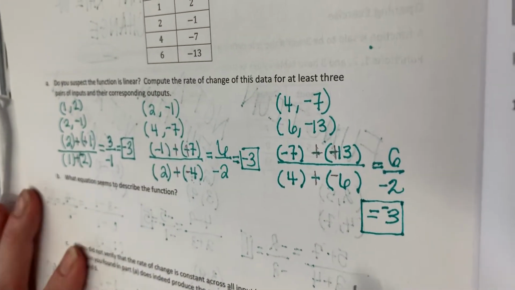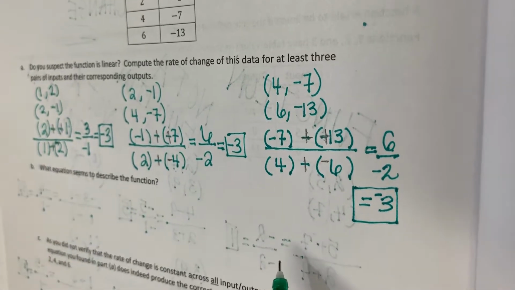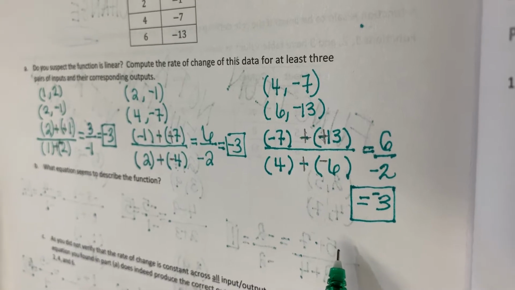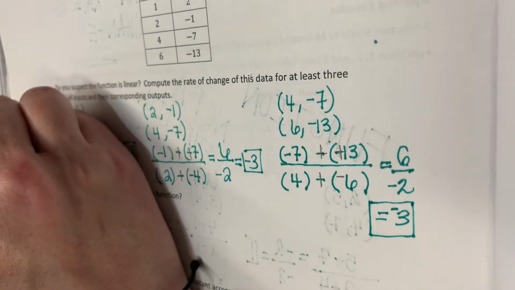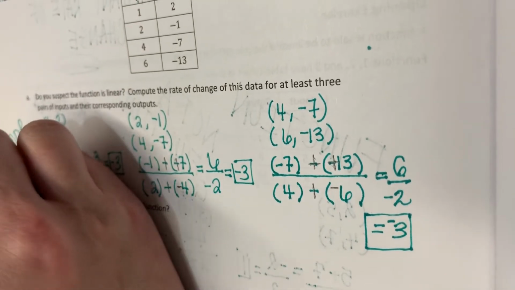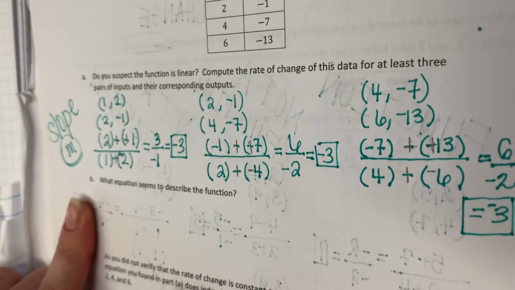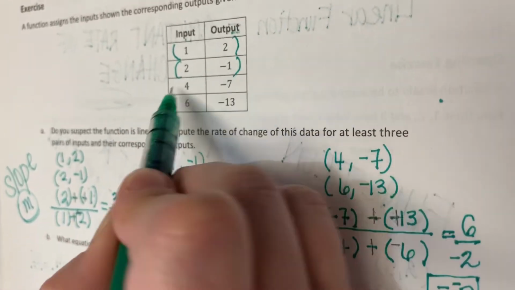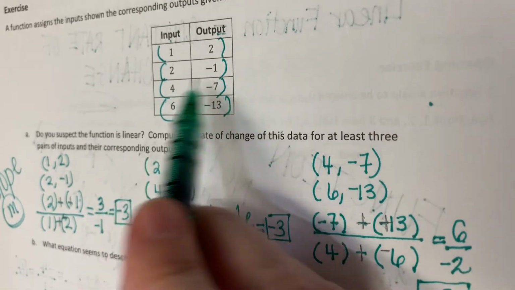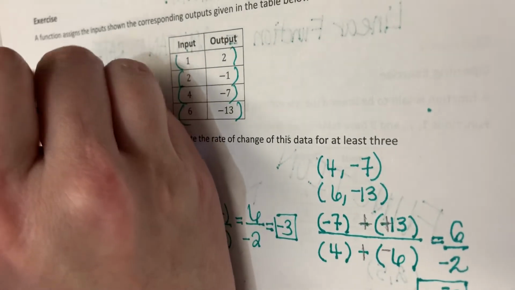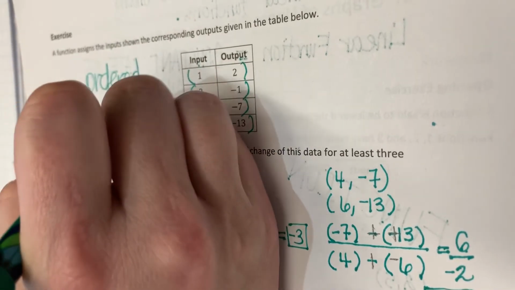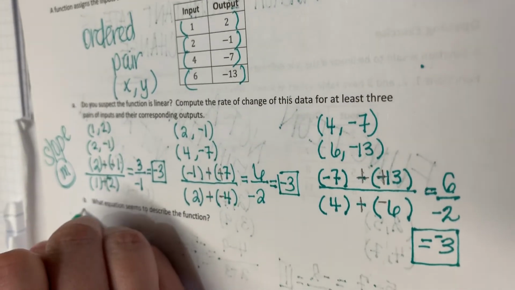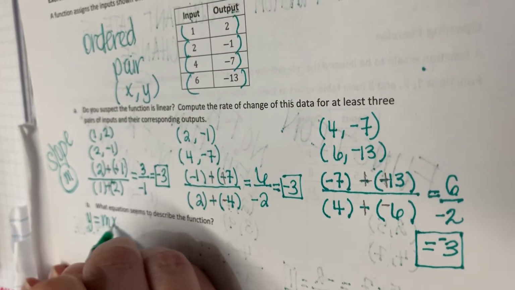Good. So now, what is negative 3? If we had to write an equation, what letter is represented by negative 3? The slope. What letter is the slope? M. Okay. What are these right here? What is each of these? Those are X and Y, right? Like an ordered pair. We're going to use these ordered pairs, the X and Y's, and this slope to write the equation. Our equation is Y equals mx plus b.